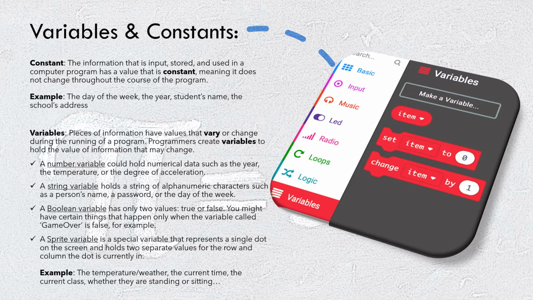A Boolean variable has two values, true or false. You might have certain things that happen only when the variable called game over is false. A sprite variable is a spatial variable that represents a single dot on the screen and holds two separate values for the rows and columns that dot is currently in. Let's look at MicroBit code to understand this better.